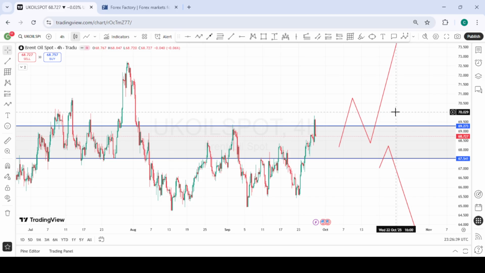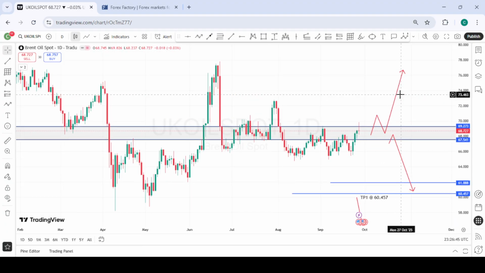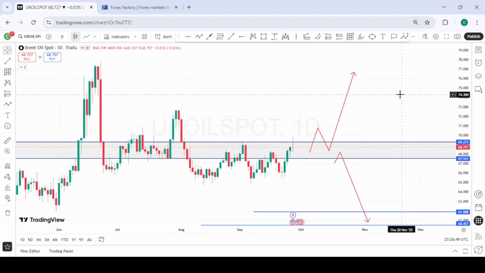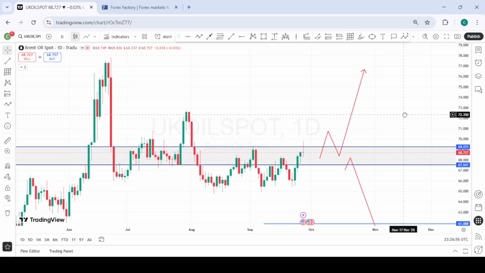We have here Brent crude oil, or the UK oil. We've been looking forward to this bearishness for a very long time. But looking at how price is developing right now, it looks like price is shifting bullish. For us to be convinced that price is shifting bullish, we'll wait for a daily candle closure above the zone and a possible retest into the zone. Then we look for buying opportunities to the upside.